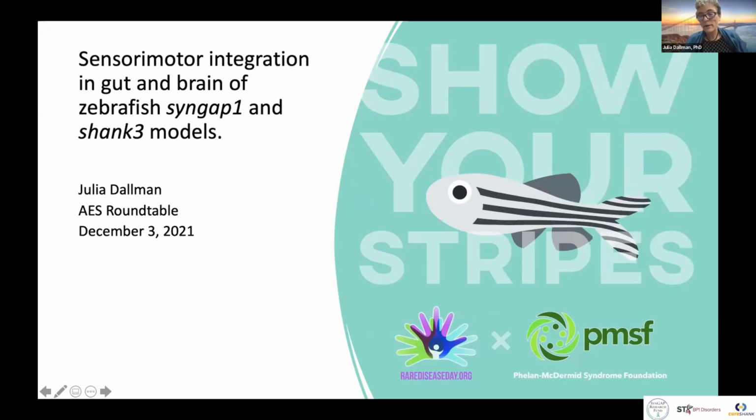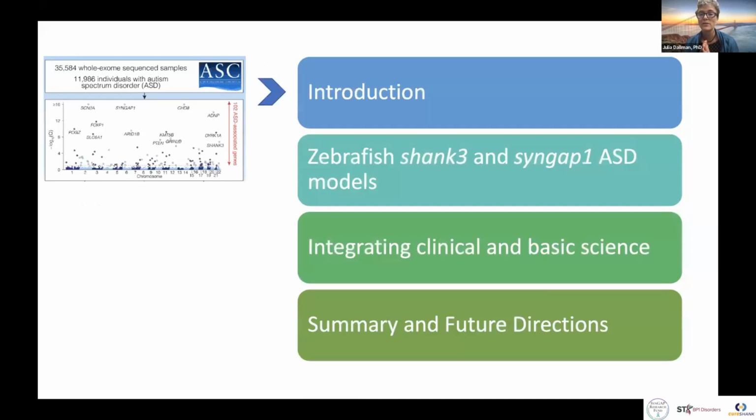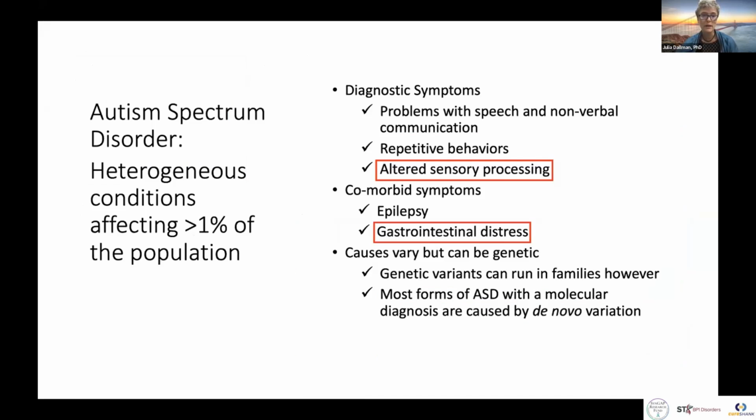Thank you so much for inviting me to participate in this roundtable. I'm glad I'm following Terry Jo. I use animal models, but we're trying to do this work in the context of also being cognizant of natural history. And so I hope to tell you a little bit about our integrated approach. We've started with Syngap1 and Shank3 zebrafish models. Okay, so here's a quick rundown of what I'm going to go through. I'm going to give you a brief introduction, talk about zebrafish models, talk about integrating the clinical and basic studies, and then give a little summary and future direction snapshot.